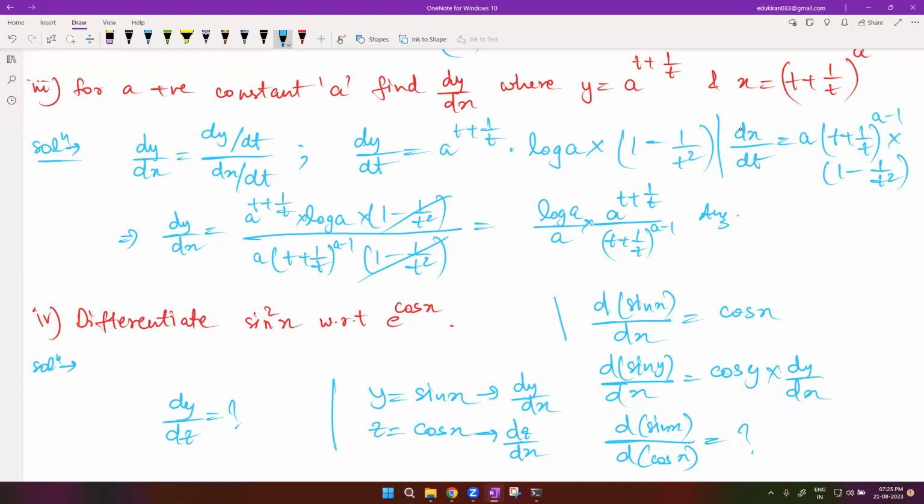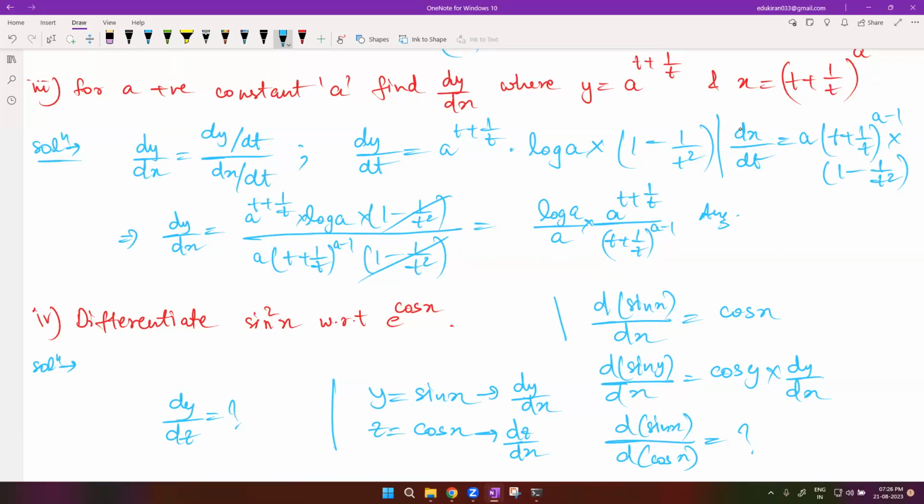Did you understand this process? If they ask you a question indirectly from parametric, you will be able to solve it. You know the whole concept. Just understand that the question is asking the same thing you have already done, just not directly. They haven't given you the names; they wrote the functions out. If you name sin square x as y and e to the power cos x as z, you will understand that dy by dz is what you have to find, which you already know.